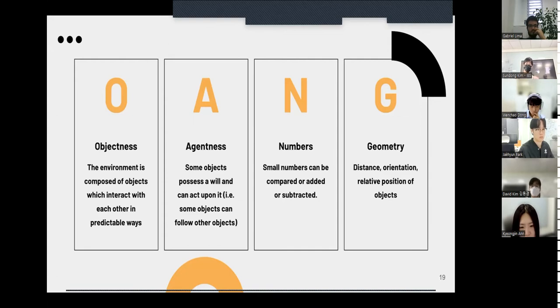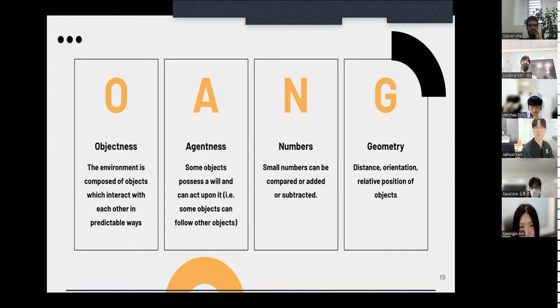If we have two objects and we observe that one object moves toward the other, we'll probably assume that one object is pursuing the other. That's agentless. The third one is about numbers, which means that we can compare two quantities of numbers. For example, even kids know that 3 apples is less than a dozen apples. So we have some notion of numbers and we can do some basic arithmetic with it.